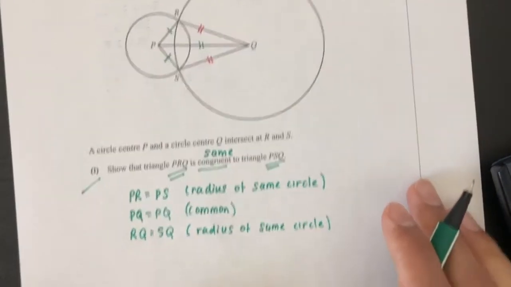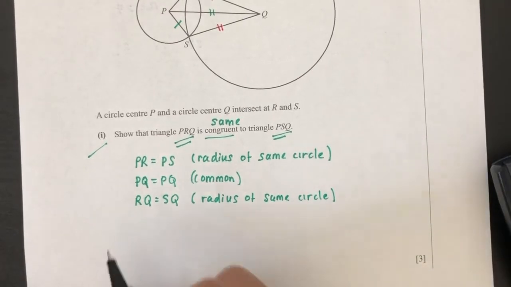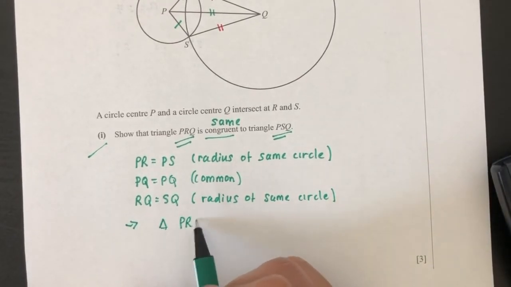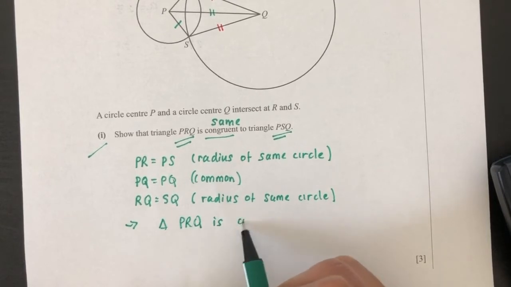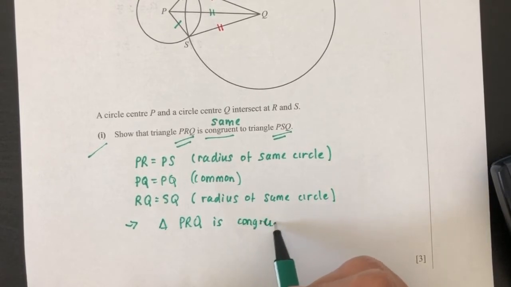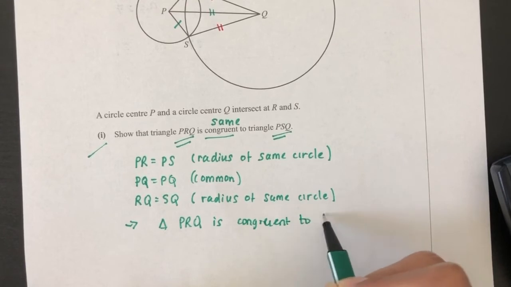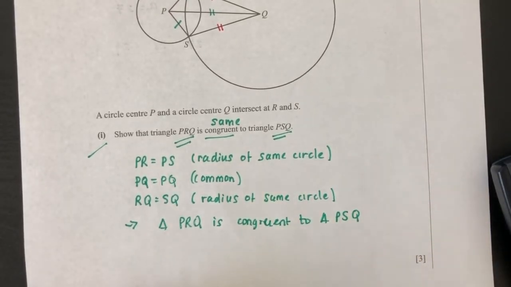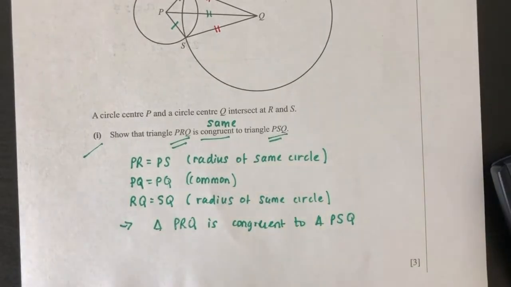So now because all the three sides are the same, from this you can prove that triangle PRQ is congruent to triangle PSQ because all the corresponding sides are the same. That will be part 1.